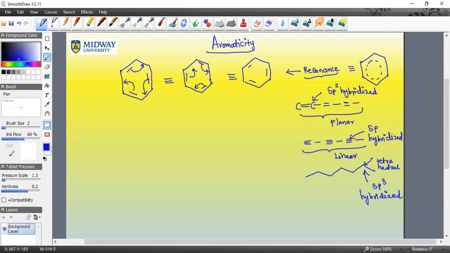Which leads us to the second quality: it must be planar. A molecule must be planar to be aromatic. That's the second quality. And the only way we can achieve planarity is through sp2 hybridization. And that's the second one. The third thing is Huckel's rule. So maybe it's time, let's write the three criteria.